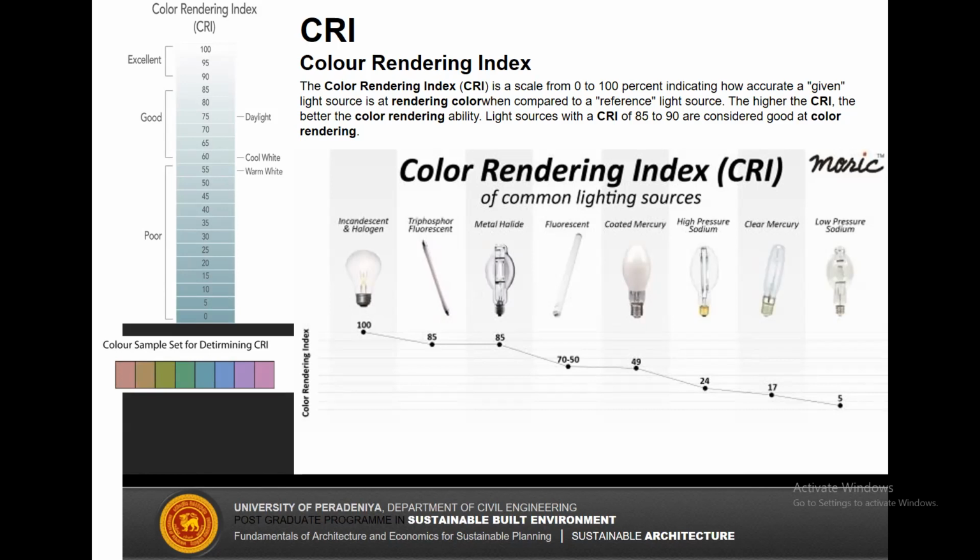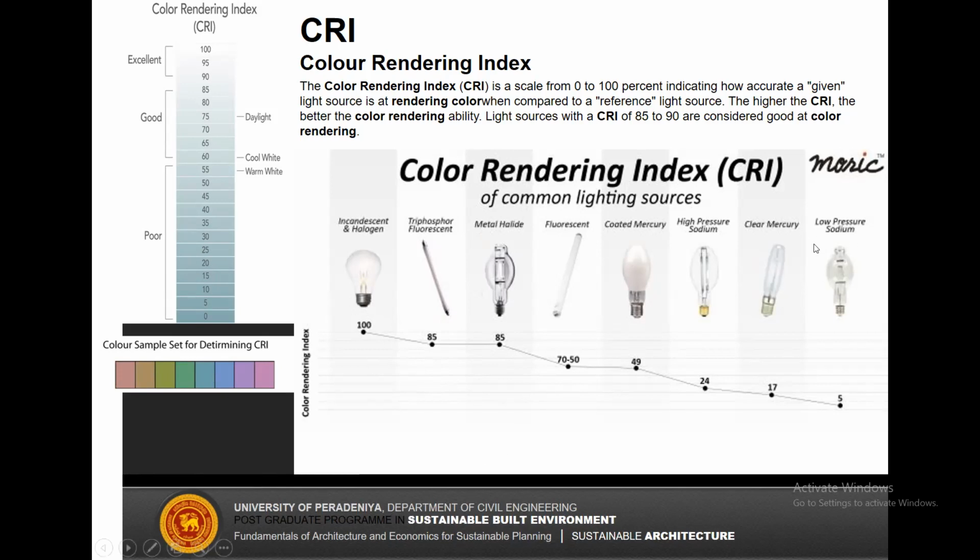If you look at the incandescent or halogen lights, they have a very good color rendering index. The filament lights have a very good color rendering index, around 100. Triphosphorus fluorescent lights' color rendering index varies from 90 to 80 depending on the materials used, the design and so forth. The metal halide lights have around 85, and then fluorescent lights have about 70 color rendering index and so forth. Usually for interior lighting, we have to select a light that has more than 85 color rendering index. So that is the norm.